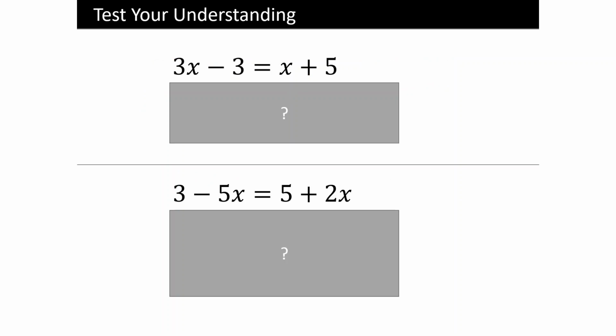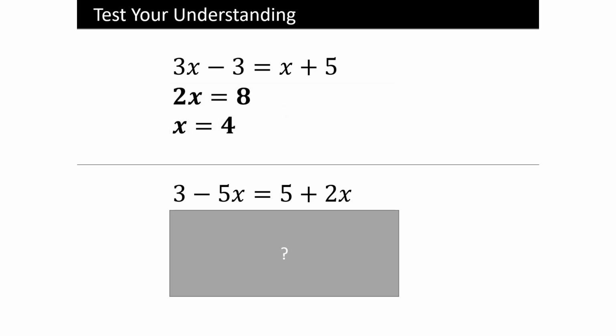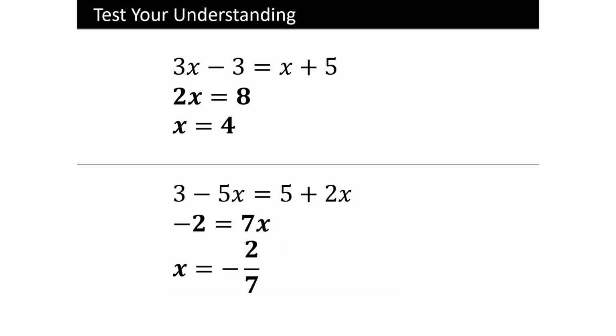Try these questions on your own. Please pause the video, work the questions, and then restart the video to see if you have the correct answer. For question number 1, the answer is x is equal to 4. And for question number 2, the answer is x is equal to negative 2/7.